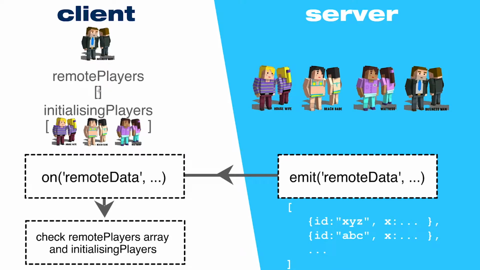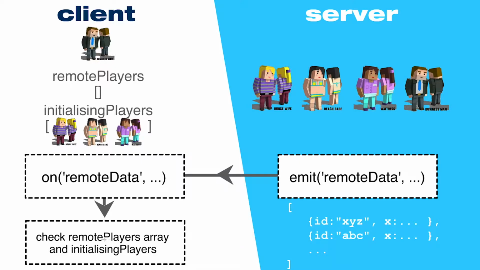Remember, each of our players is a class that contains information about that player. We also have an array of initializing players because it takes a little while for a player to be created. And bear in mind, this remote data is being received around 25 times a second because it's a set interval of 40 milliseconds.